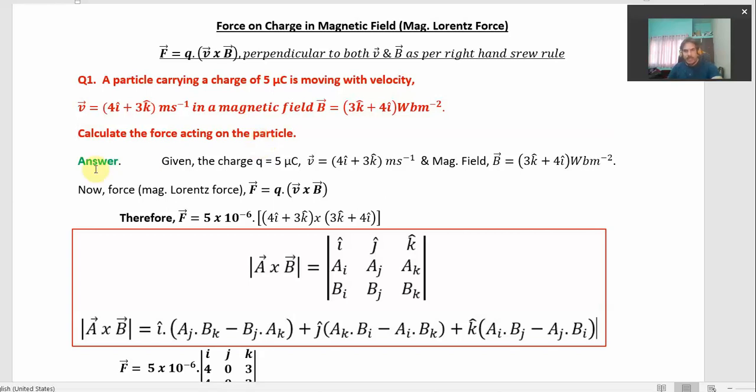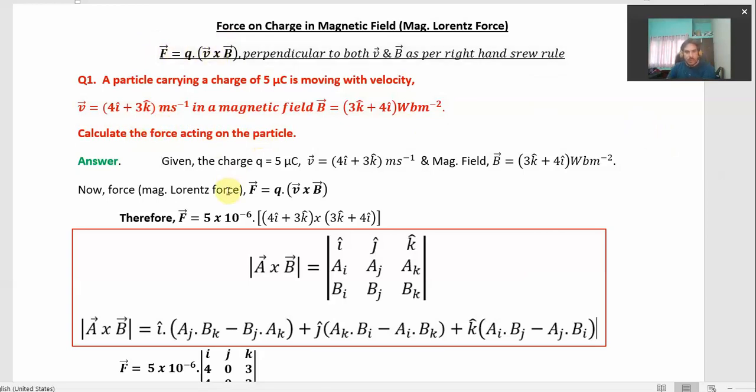So how do we attempt solving such questions? The very first thing is to observe the question very carefully and write down the terms which are given. Here the charge is 5 microcoulomb, so Q is 5 microcoulomb. The velocity of the charged particle and the magnetic field are also given. Then we focus on what we are asked to do: calculate the force acting on this charged particle. We already know that this force is due to the magnetic field and is called the magnetic Lorentz force, for which we have the formula F equals Q into V cross B.